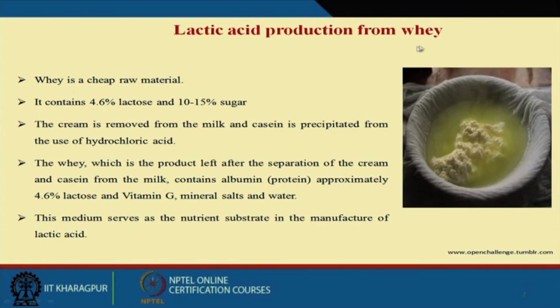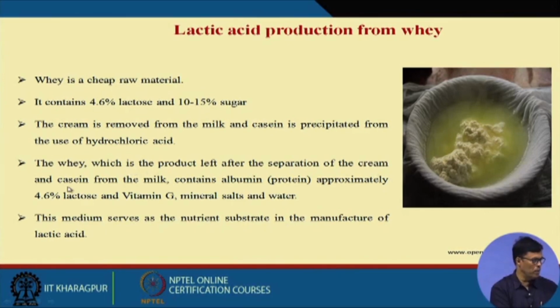Why do we use whey for this fermentation process? The reason is that it is a byproduct of the dairy industry, and second, it is a very cheap raw material. It contains 4.6% to about 7% lactose, because the cream is removed from the milk and casein is precipitated using hydrochloric acid, or sometimes calcium lactate, to precipitate out the protein.